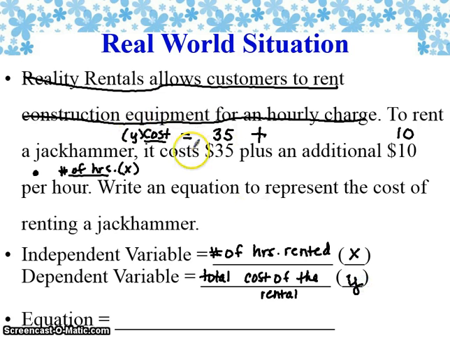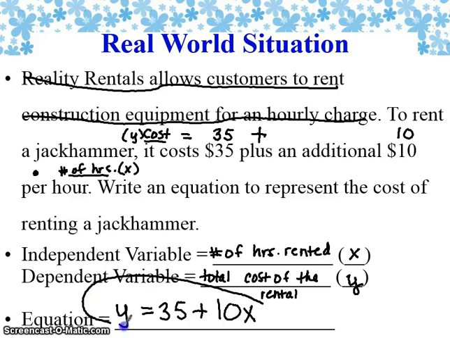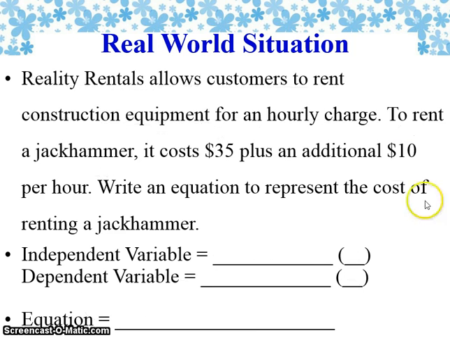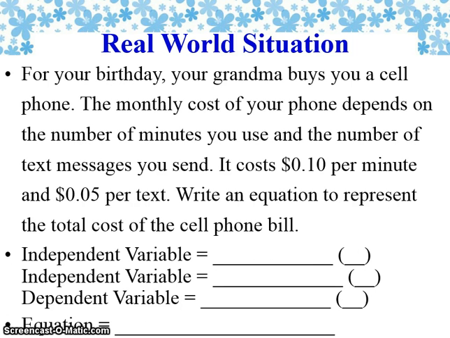Now look at our equation. We have it written all out. Y is equal to 35 plus $10 times X, or just touching X. And there's our equation. Let's look at one more example, and in this example we're going to mark the text as we go because we are almost at 15 minutes.